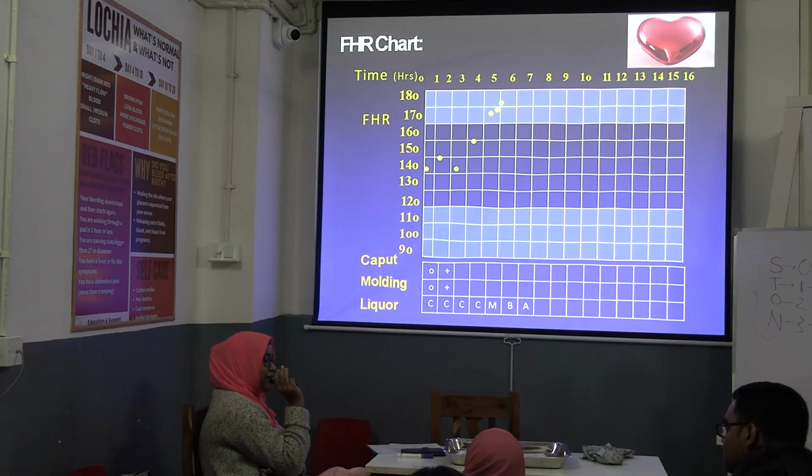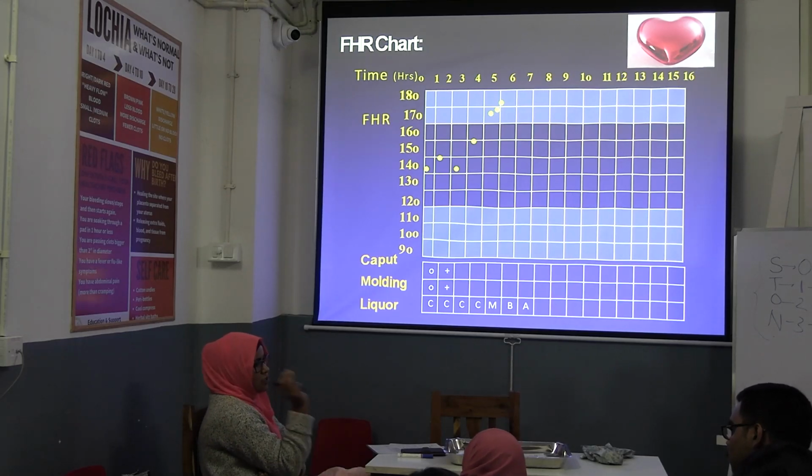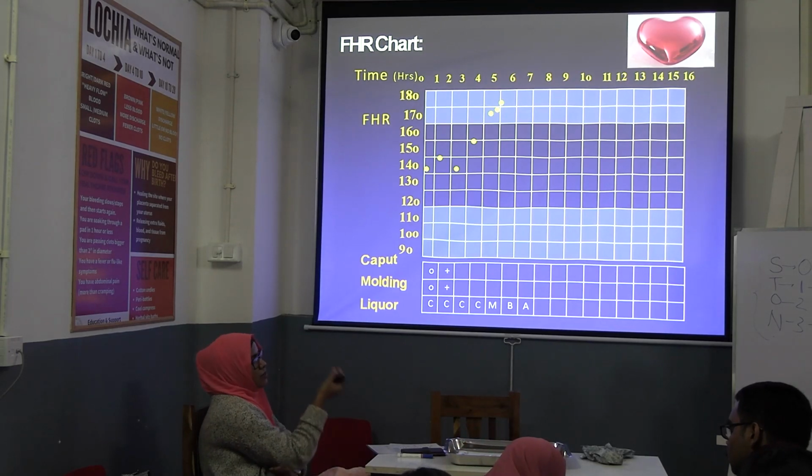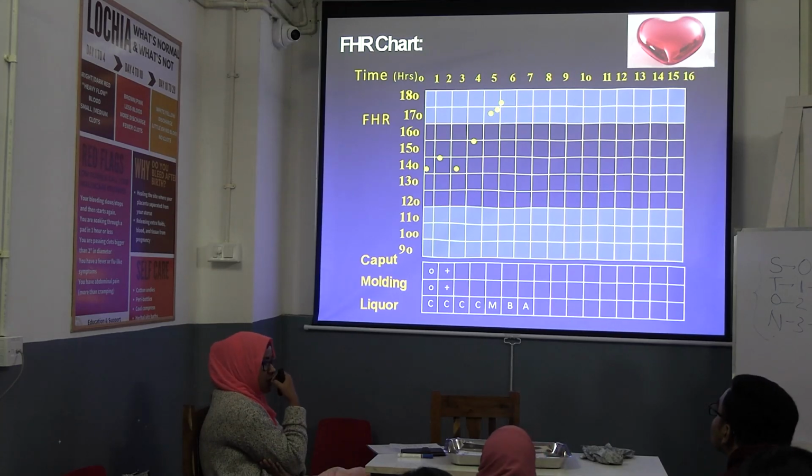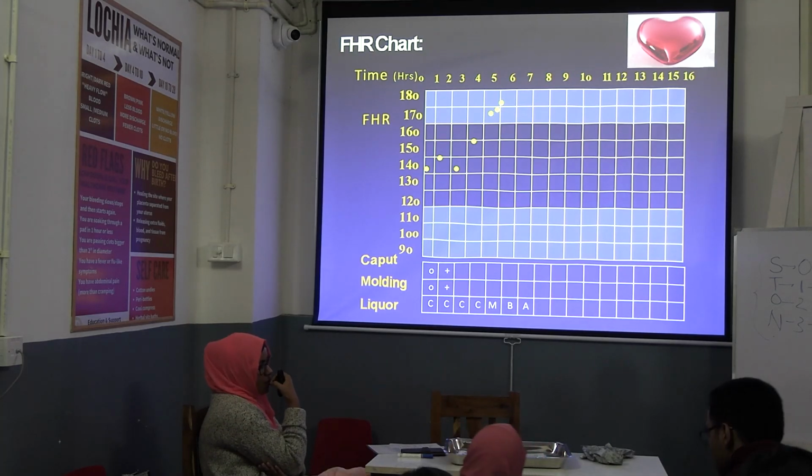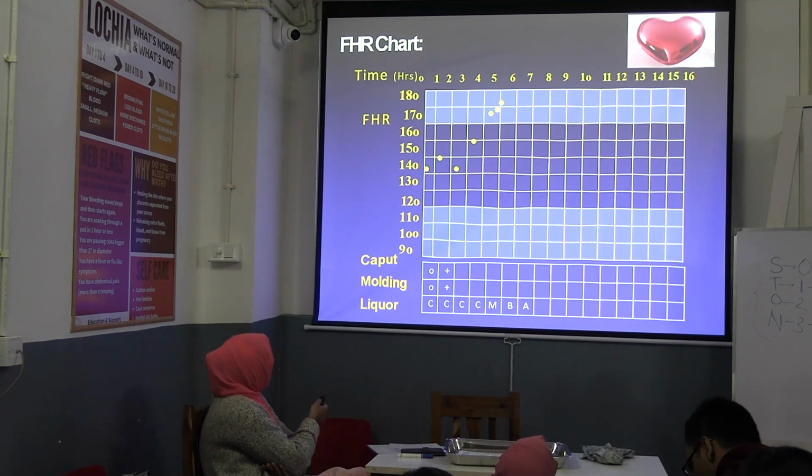If anything is asked in the exam, give a range. Okay, 160 is not an absolute value. It ranges from 110 to 160. If it is less than 110, that means bradycardia is happening. If it is more than 160, that is tachycardia of the fetus. Caput, molding and liquor.